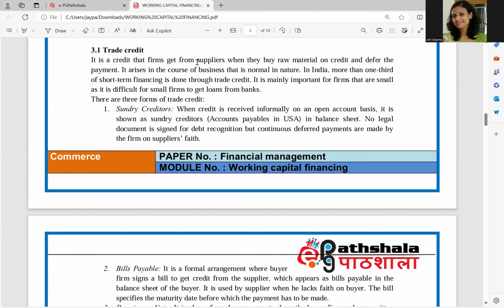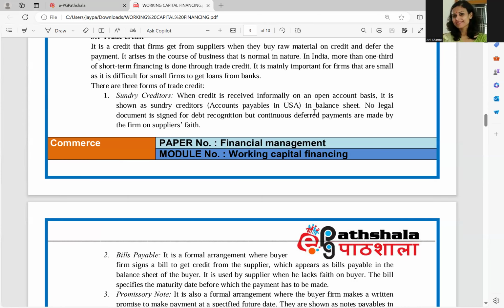First are the sundry creditors. Sundry creditors are also known as the accounts payable. So when credit is received informally on an open account basis and when there is no legal or written documentation of that, then we call it as sundry creditors or the accounts payable. No legal document is signed for debt recognition, but continuous deferred payments are made by the firm on supplier's faith. तो ये supplier के good faith पे based होता है.